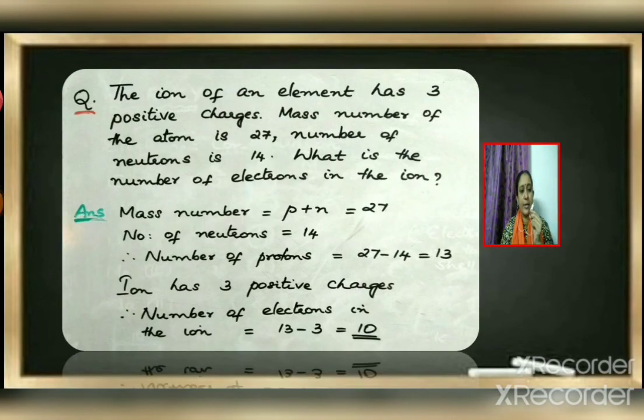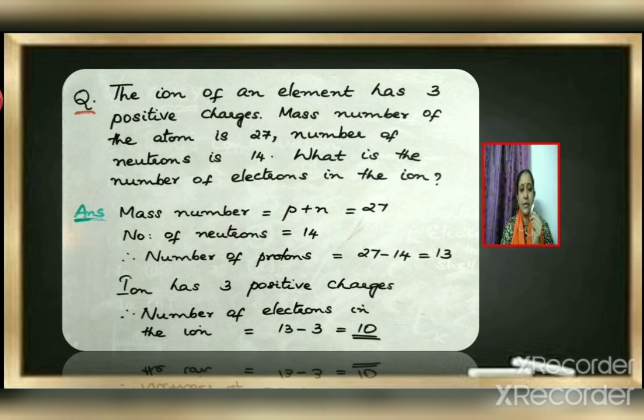Let us now try to solve this question. The ion of an element has 3 positive charges. Mass number of the atom is 27. Number of neutrons is 14. What is the number of electrons in the ion? So here in this question, it is most important to note that instead of atom, an ion is given. Only if it is an atom, the number of protons and electrons will be the same. In an ion, the number of protons and electrons will be different.